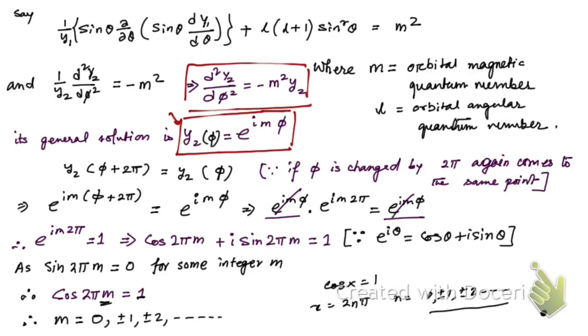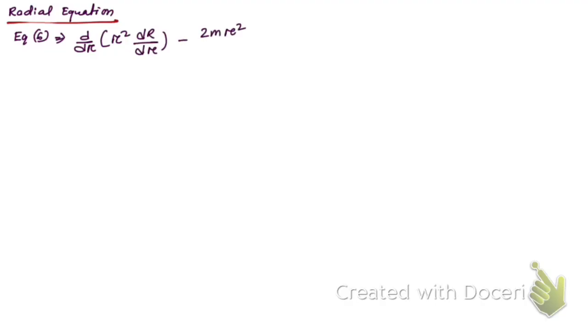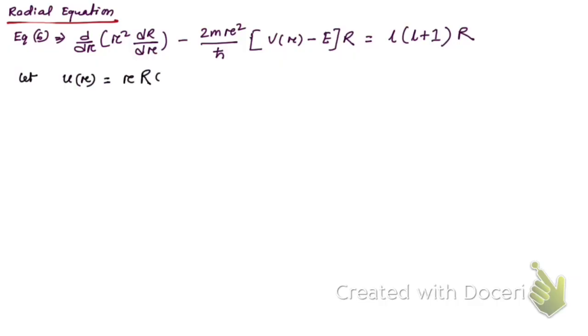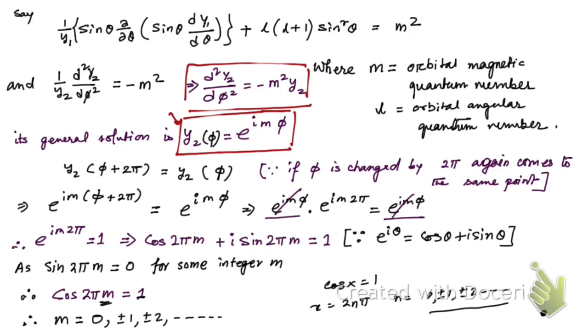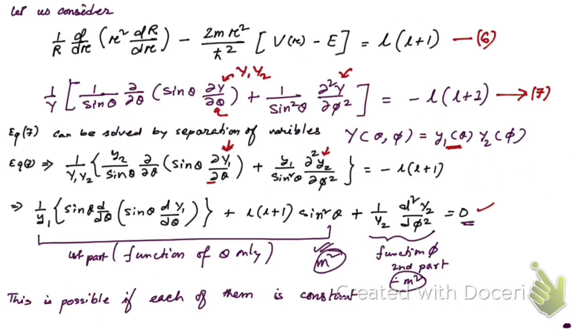Now let me take a new slide. So what we have done here: the radial equation that we have obtained in the last slide, let me write the radial equation. So here is the radial equation that we have got. Before considering this, let me write something. Radial equation means, let me go back to the previous slide. Here you see this equation number 6. This is the radial equation. It depends on r only.